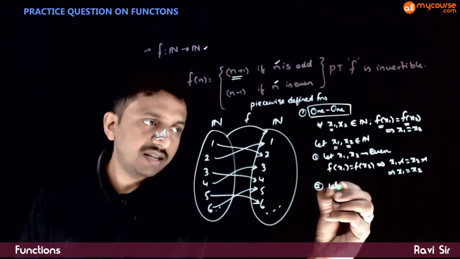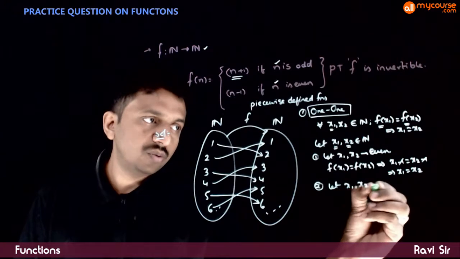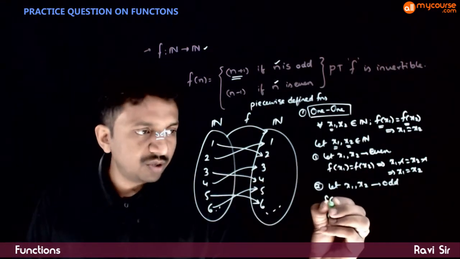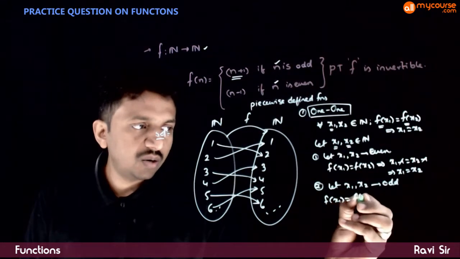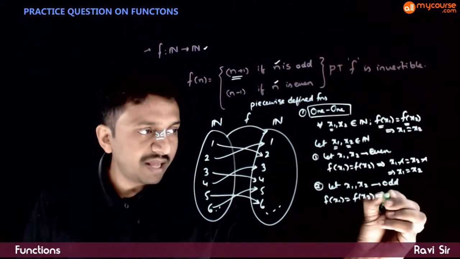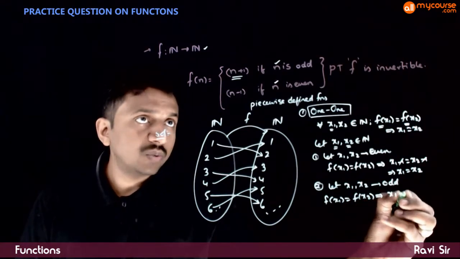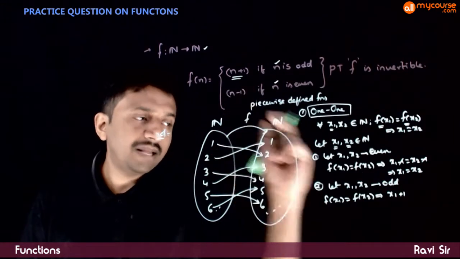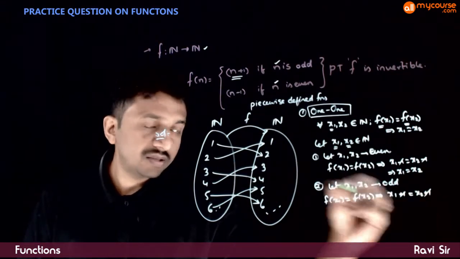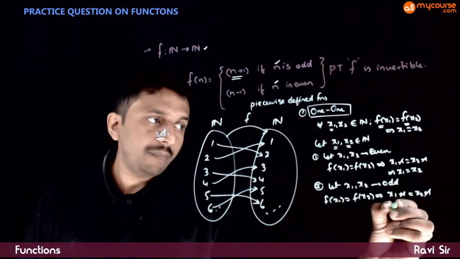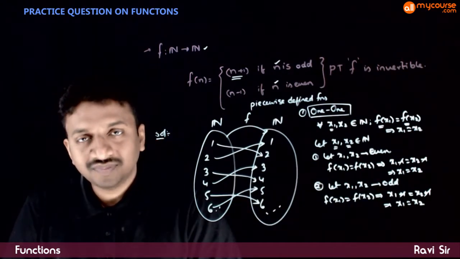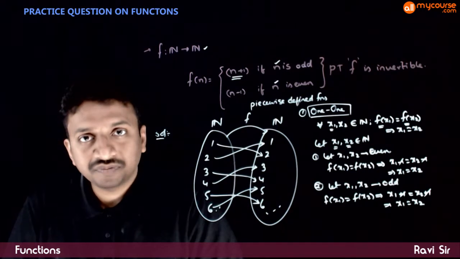Similarly, let x1, x2 both be odd. Now let us assume f of x1 is equal to f of x2. What does this imply? x1 plus 1 is equal to x2 plus 1. These two get cancelled. This implies x1 is equal to x2 again.